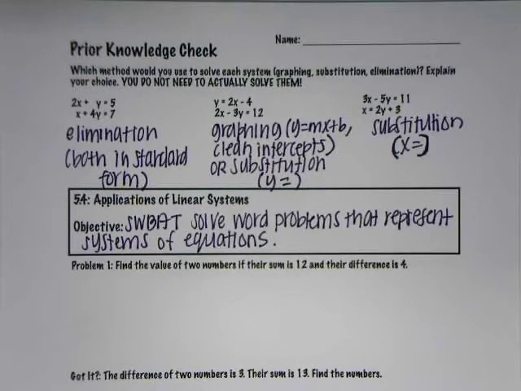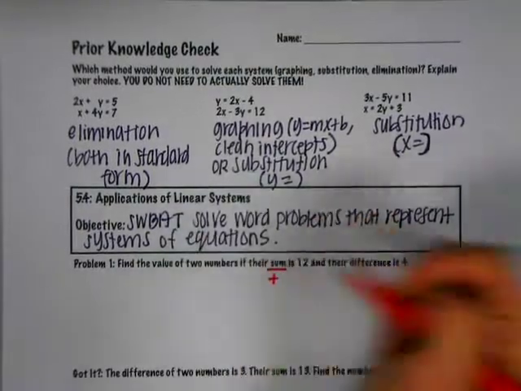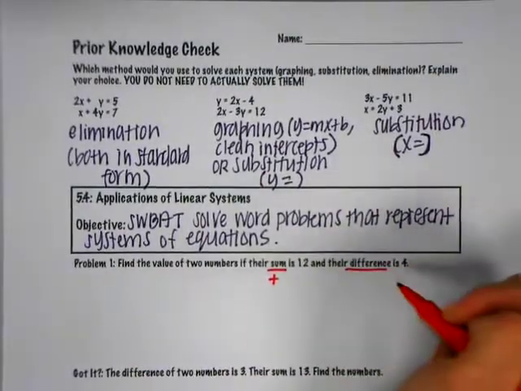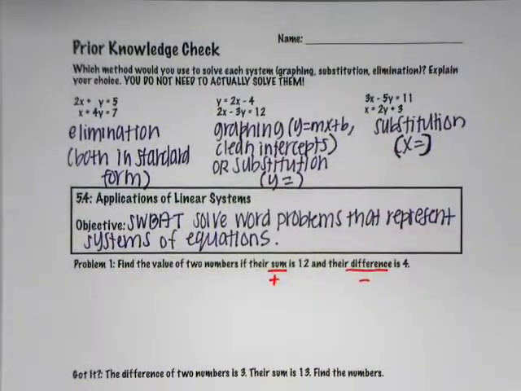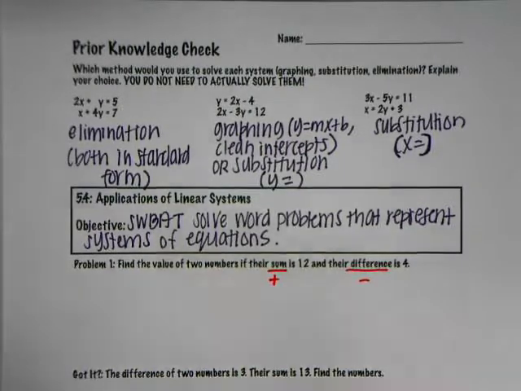All right. First problem: find the value of two numbers if their sum is 12 and their difference is 4. So let's look at what some of these words mean. So sum, what's sum? Adding, right? What about difference? Subtracting. So if I'm just going to use x and y, if the sum of two numbers is 12, how could I write that?